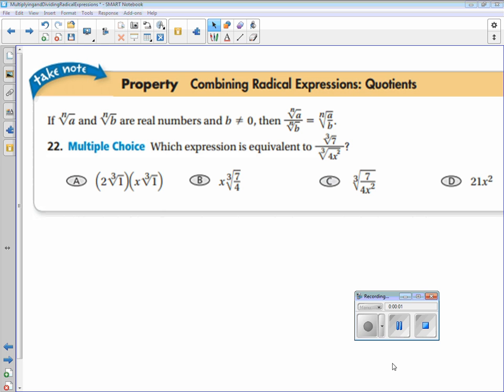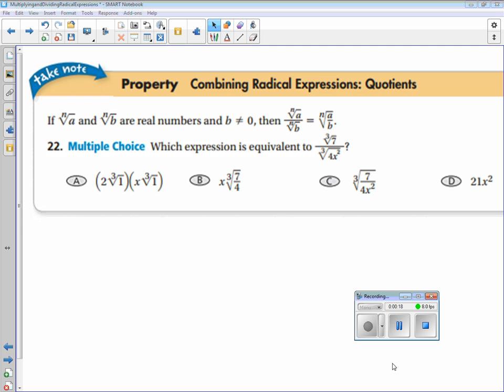So we're going to be dividing radicals today. What we're checking for, just like when we were multiplying radicals, is that the indexes are the same. Indices is really the plural of index. We're checking to see if they're the same.